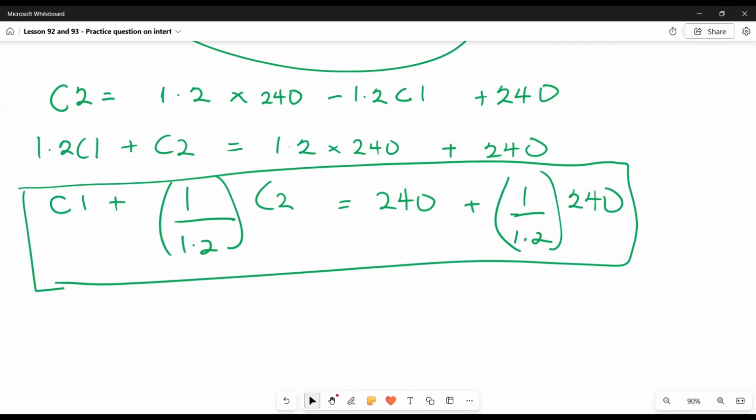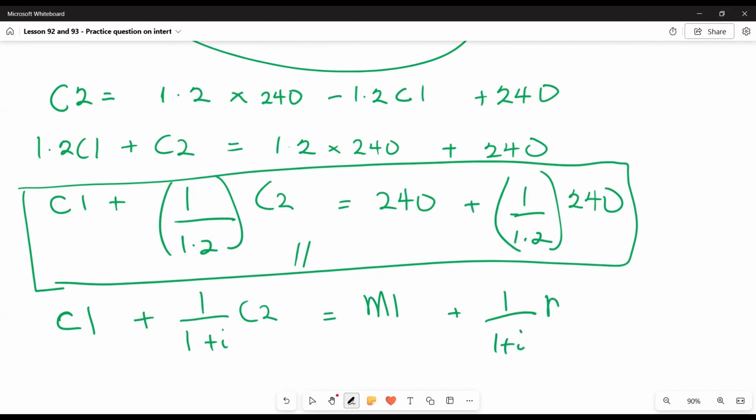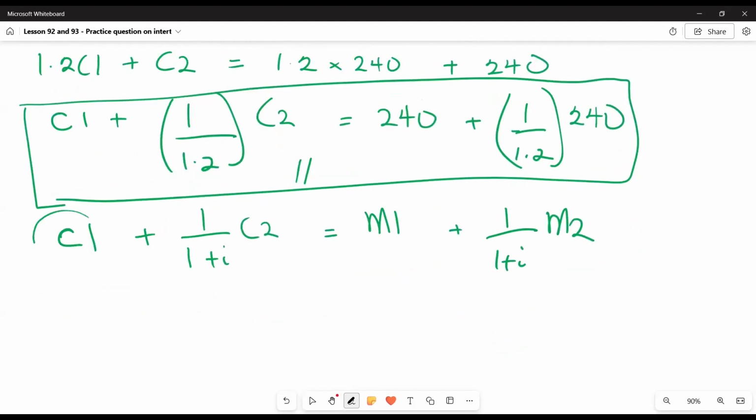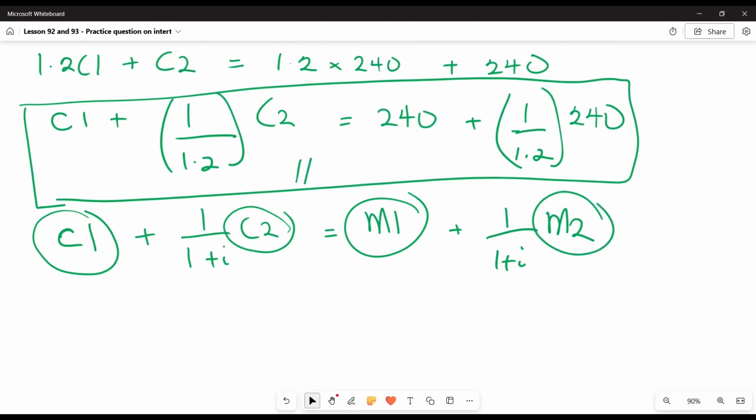Now more generally, we can rewrite this function here as C1 plus 1 divided by 1 plus the interest rate I multiplied by C2 being equal to M1 plus 1 divided by 1 plus I times M2, where C1 is Nate's consumption in the first period, C2 is Nate's consumption in the second period, M1 is the income that Nate gets in the first period. M2 is the income that Nate gets in the second period.